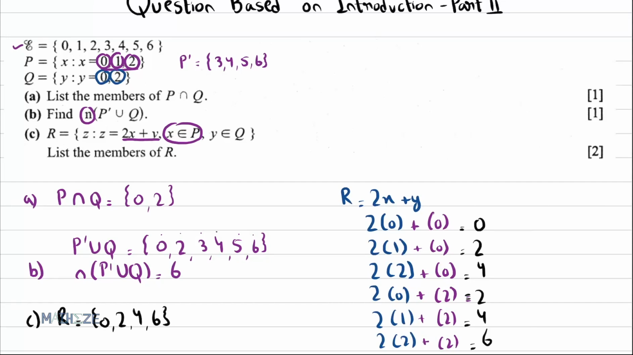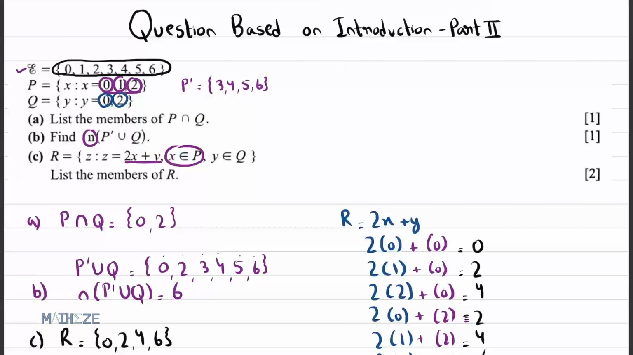Can I write 2 and 4 twice? No. Basically, all sets are made from universal set. And if you notice, there is only one 2 in universal set and only one 4 in universal set. Now let's move to question 2.